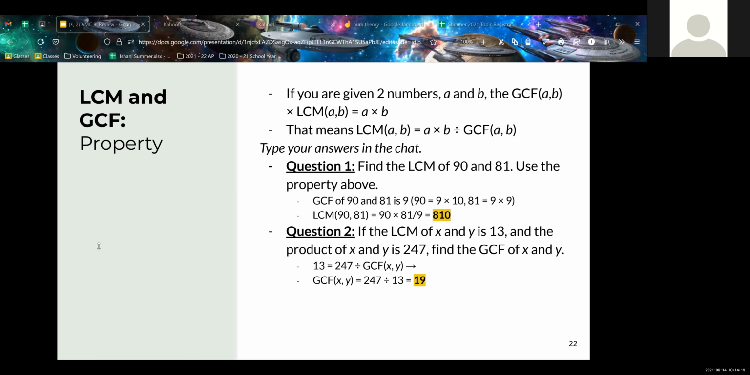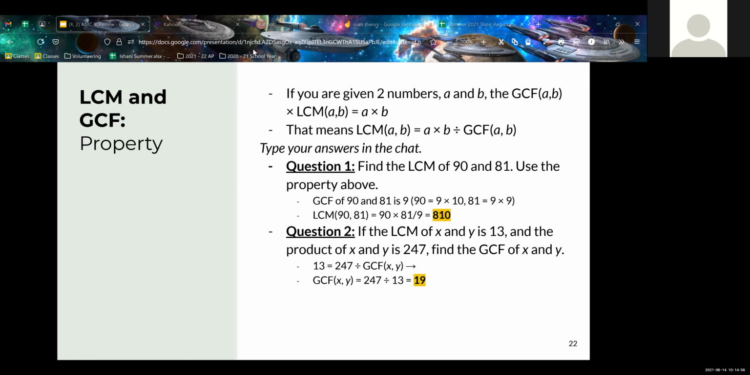Could you stop here for a second? Yeah. If you don't know this that well, you might want to write it down. Or you can come back to the slides tomorrow or watch the recording. And just a note, this formula does not work for more than two numbers, since it's more complicated for the LCM and the GCF.